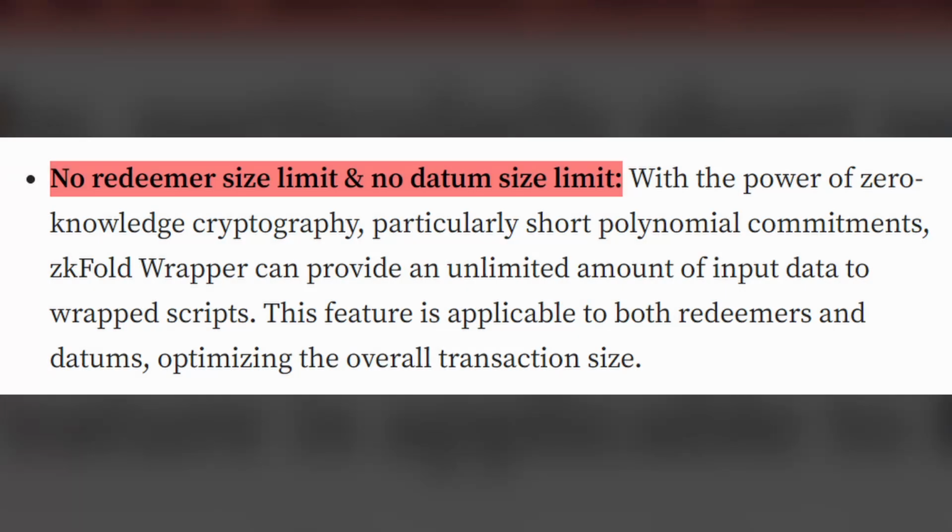Thank you. Moving on to feature number 3, no redeemer size limit and no datum size limit. So this almost echoes, I believe, what we talked about, the no script length limit, really removing some of the hurdles when it comes to limitations, again, specific to the Cardano network. So again, I'll turn it over to either one of you, maybe touch on that, and then we'll jump into that very last point surrounding private smart contracts.